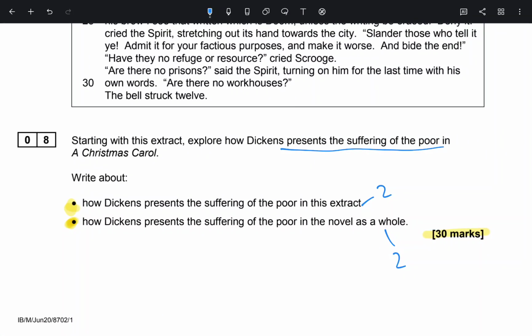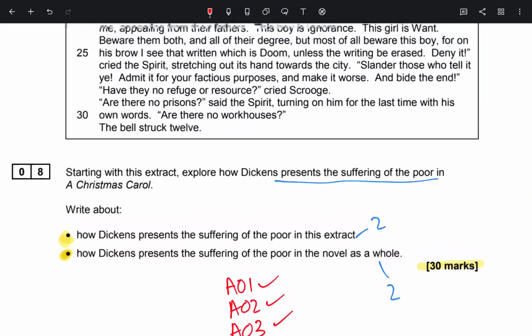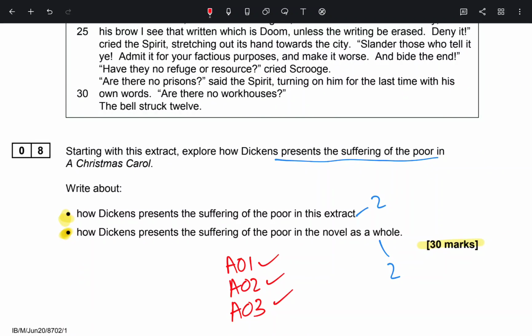Now, the same assessment objectives you need to consider are AO1, AO2 and AO3. When you are writing your answer, make sure you are writing an answer that is tailored and meeting the requirements of AO1, AO2, AO3. That way, you can ensure that the examiner will allow you to achieve the highest marks possible.